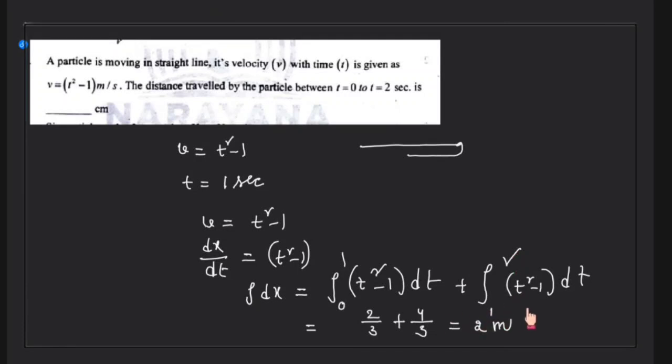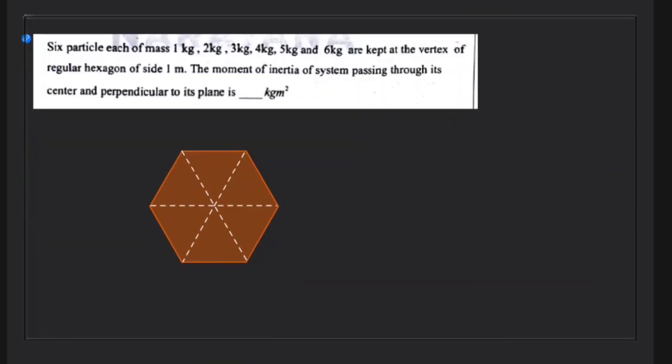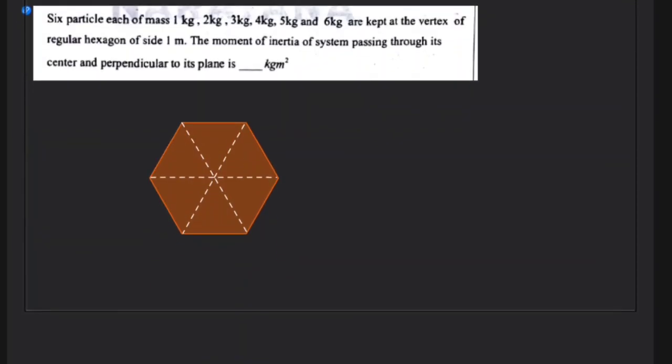2 meter, therefore it is centimeter, right? So that will be equal to 200 centimeter. If you do this calculation, you will get it as a minus, but it is only distance, right? Therefore you have to take it as a 2 plus here, or else you have to take the modulus of these values. Clear? Next one. This question is easy.